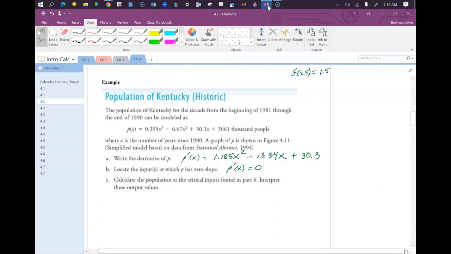So we're going to jump back over here. In part C, it says calculate the population at the critical points.